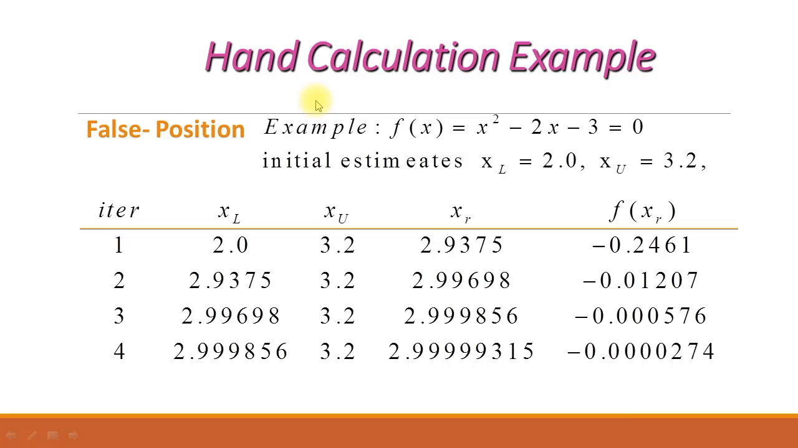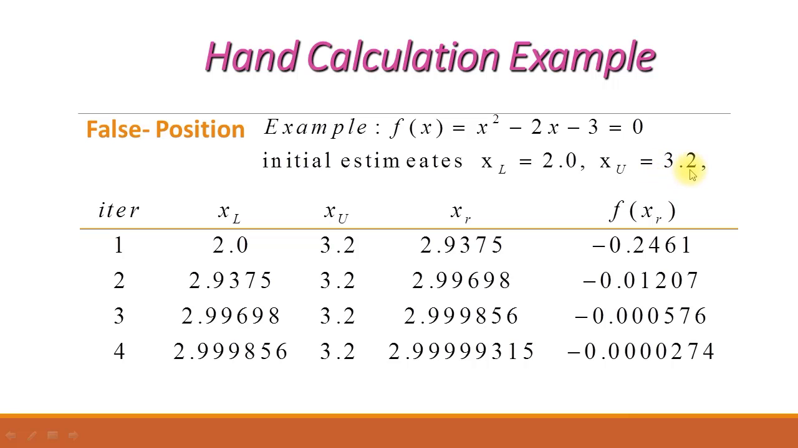Now let's move on to another example, and this is the hand calculation example for you dear students. I want to give some hints for the roots of this non-linear equation and you will check these calculations. So since we have a non-linear equation, f of x equal to x square minus 2x minus 3 equal to 0. In this example I choose two values, xl is 2 and xu is 3.2.